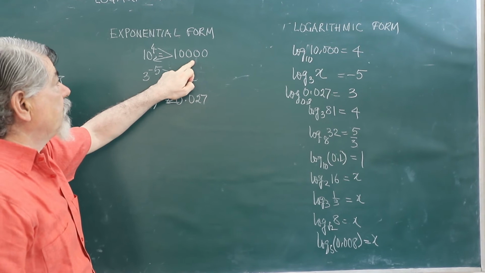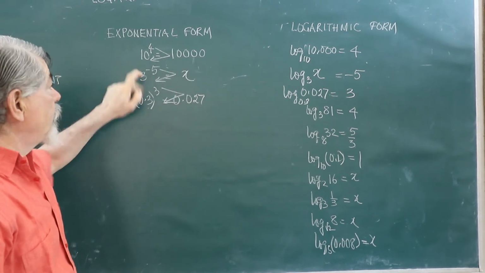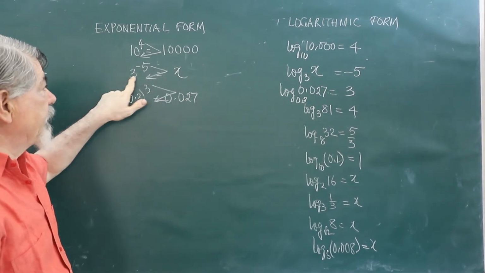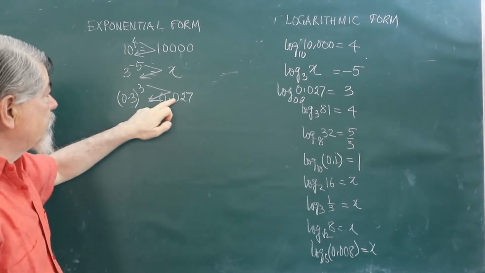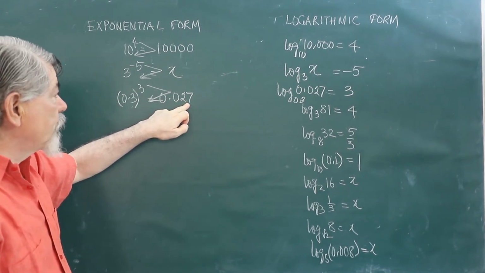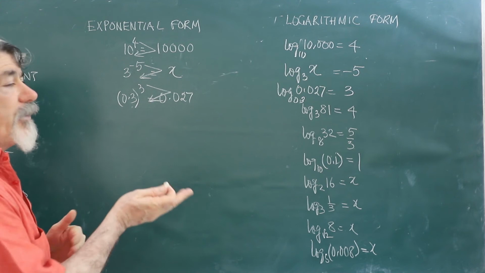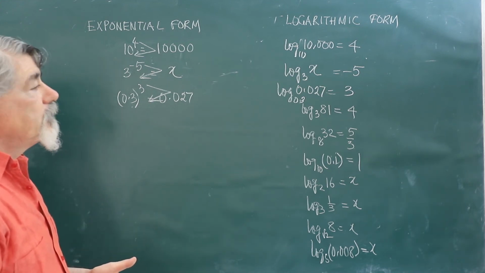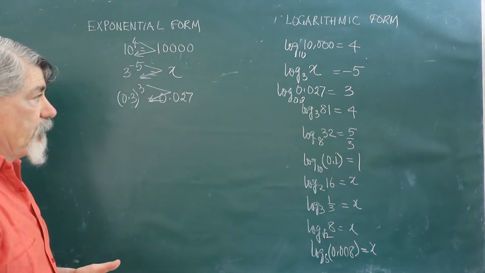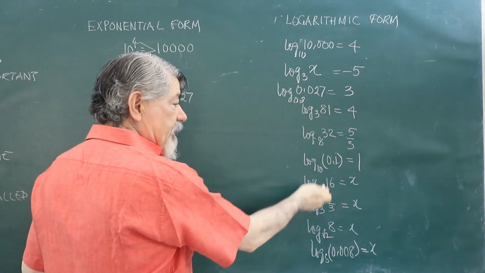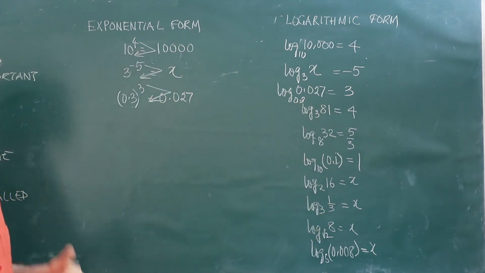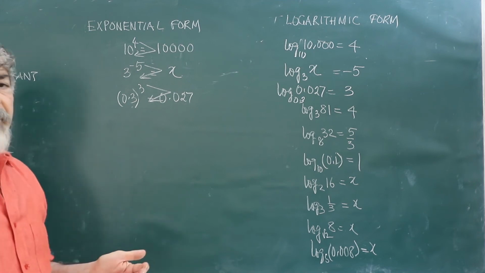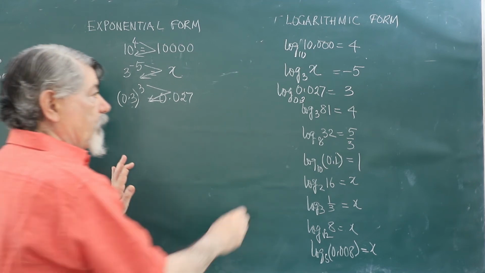4 is the log of what? 10,000 to the base 10. Minus 5 is the log of x to the base 3. 3 is the log of 0.027 to the base 0.3. And if you reverse this, you will get the exponential form. Like now, these are logarithmic forms. From logarithmic form, I have to change it to exponential form.